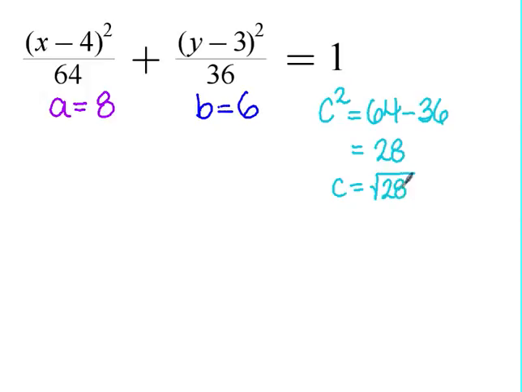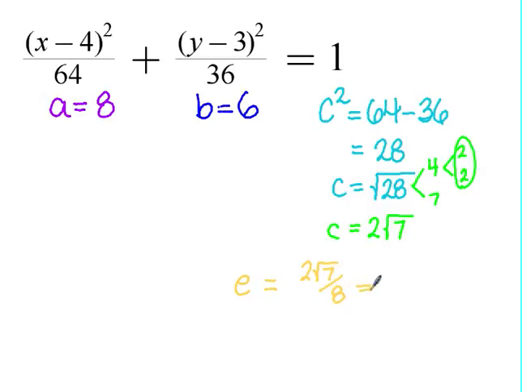So what does C equal? We're at the square root of 28, but you need to reduce that down. To reduce that down, you know it's 4 and 7, 2 and 2. So C really is 2 root 7. So your eccentricity, once again, is C over A. In this case, it'll be 2 root 7 over 8, which is really root 7 over 4. Questions?